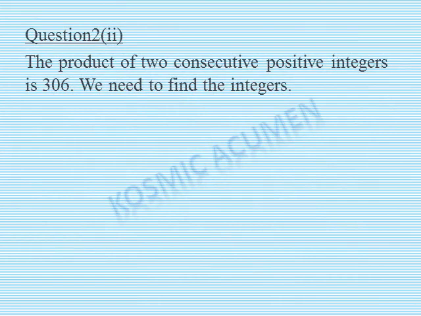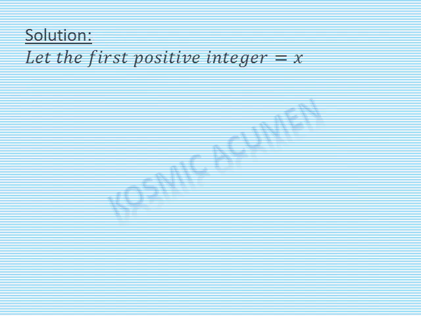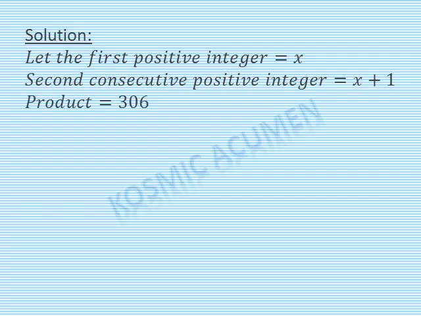Now, further coming on to the second part of the second question in exercise 4.1. The product of two consecutive positive integers is 306. We need to find the integers. So here, they have given us the product and they are asking us to form a quadratic equation. So we'll consider the first positive integer to be x. Then the second consecutive positive integer will be x plus 1. Now the product of the two is given to us as 306 and we can simply say that 306 is equal to x into bracket x plus 1.